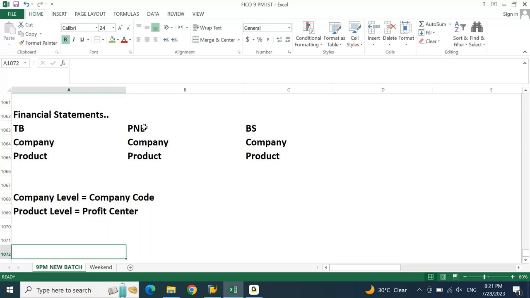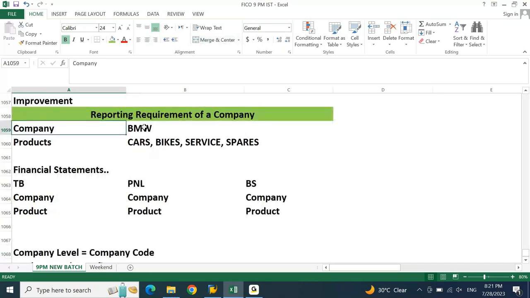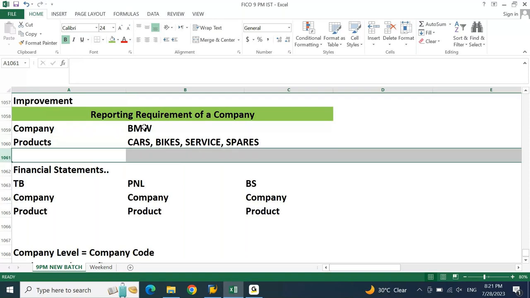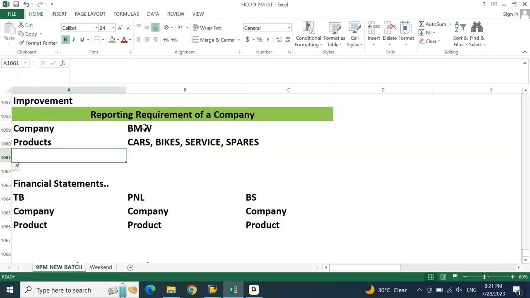You will be deciding what is your profit center or how many profit centers you are going to create based on your financial reporting requirement. Let's say, according to this, I am going to create one company code called BMW. I am going to create four profit centers called cars, bikes, services, spares. Now, within this, it is again possible for me to subclassify. It all depends on my reporting requirement. Let's say I want to know within cars, I may be having different things. Let's say if I take cars, within cars, I may be having hatchbacks, I may be having sedans, I may be having SUVs.